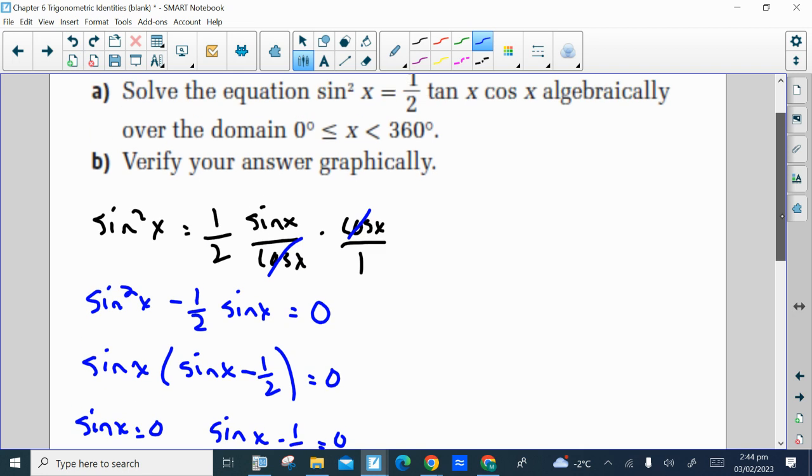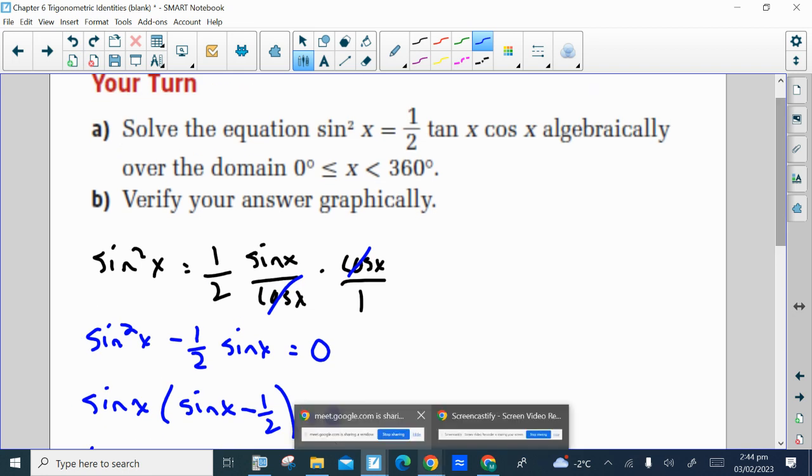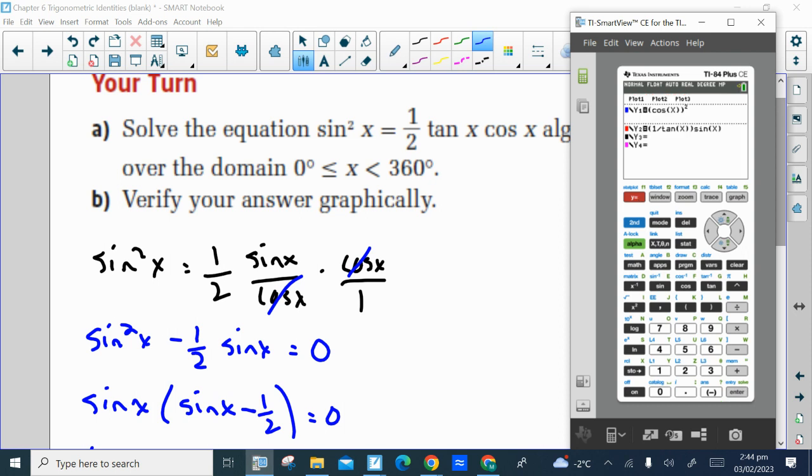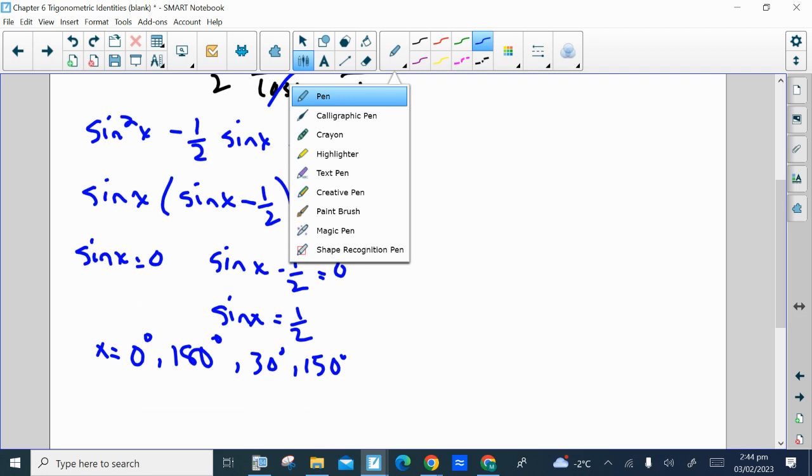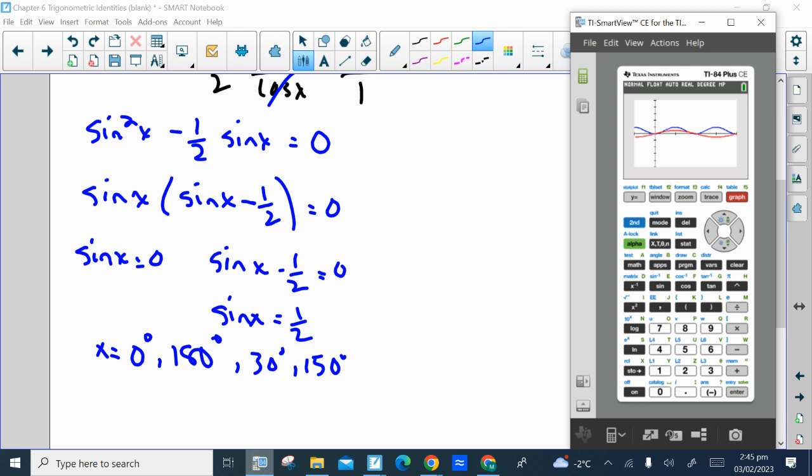Which again, we can check in our calculator. So the left side will be sine squared x, or the sine of x all squared. The right side would be 1/2, or 0.5, times the tan of x times the cosine of x. So we should see 4 points of intersection here, and they would correspond to those 4 answers.